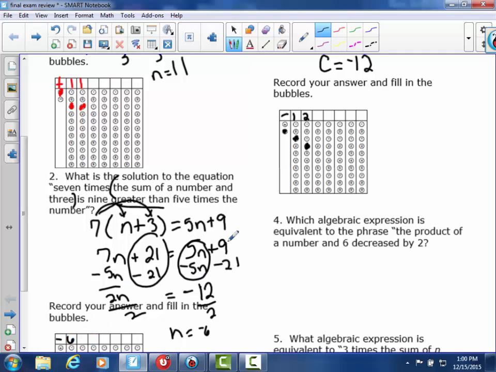All right, which algebraic expression is equivalent to the phrase, the product of a number and 6 decreased by 2? Okay, product tells us to multiply. We're multiplying a number and 6, so that would be n times 6, decreased by tells us we're going to subtract 2. So we don't normally write n times 6, we write 6n minus 2. That's it.